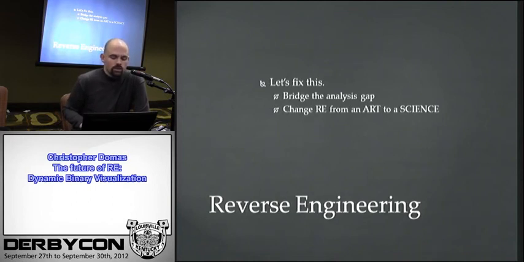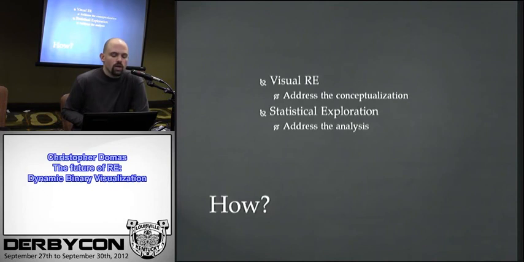So how can we accomplish those things? Well, I think we have the tools available through two things. The first is going to be what I call visual reverse engineering. This is going to address the issue of binary conceptualization, how we understand binary data. The second way we can tackle these problems is through statistical exploration techniques, and this is going to address the issue of how we analyze binary information.